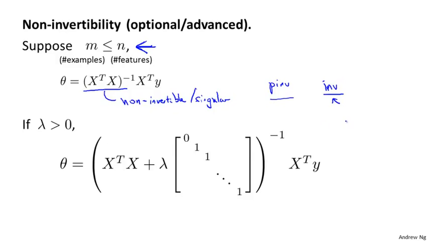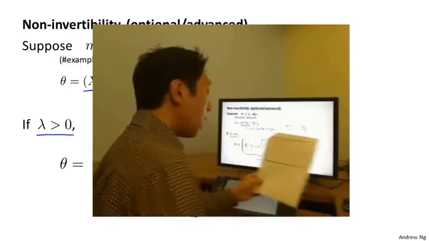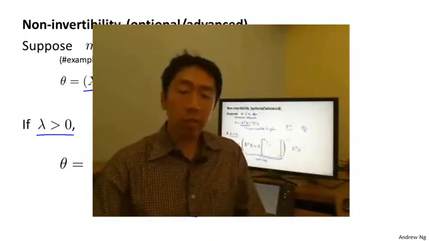Fortunately, regularization also takes care of this for us, and concretely, so long as the regularization parameter lambda is strictly greater than 0, it is actually possible to prove that this matrix, X transpose X plus lambda times this funny matrix here, will not be singular and that this matrix will be invertible. So using regularization also takes care of any non-invertibility issues of the X transpose X matrix as well. So you now know how to implement regularized linear regression.